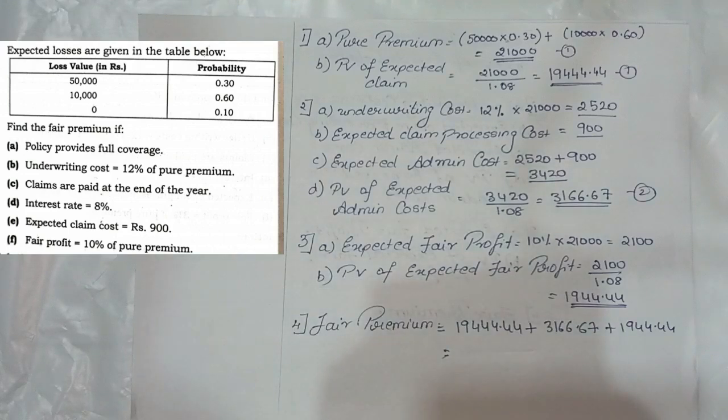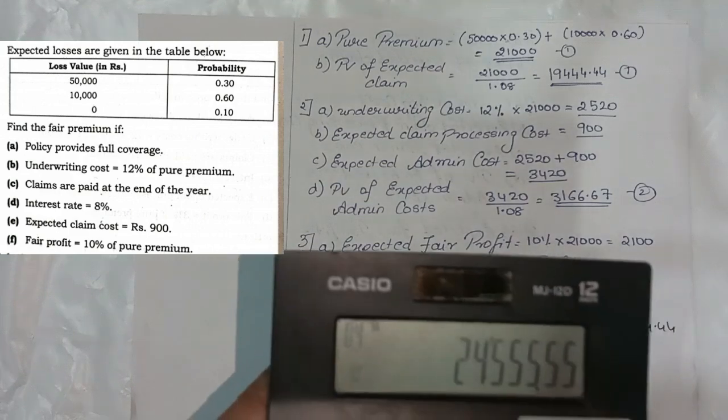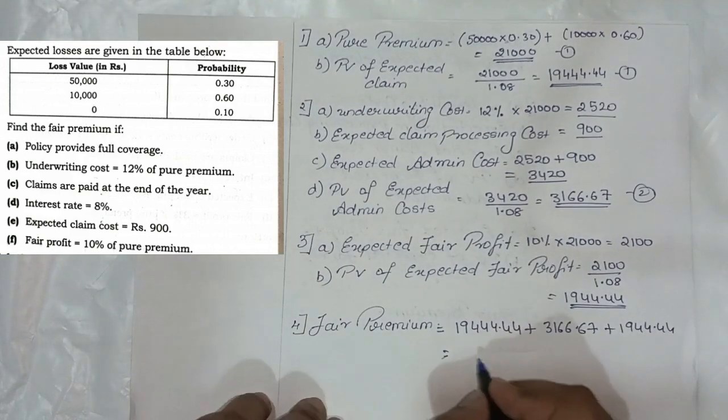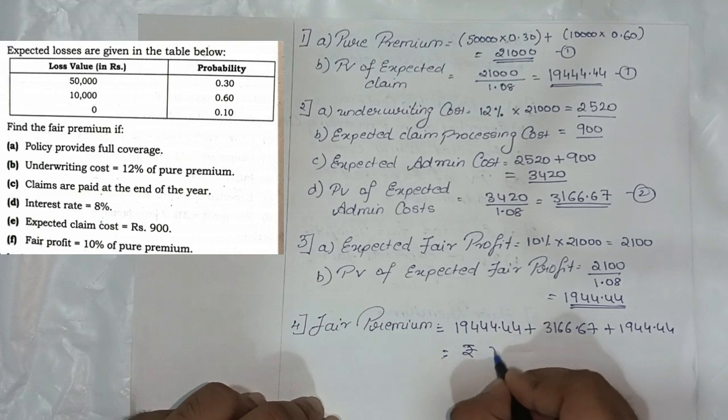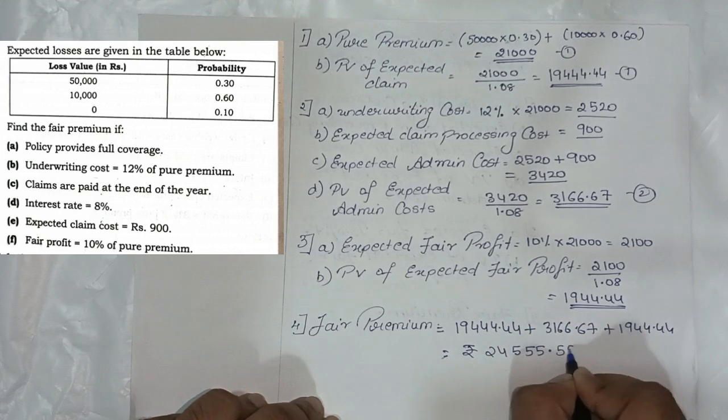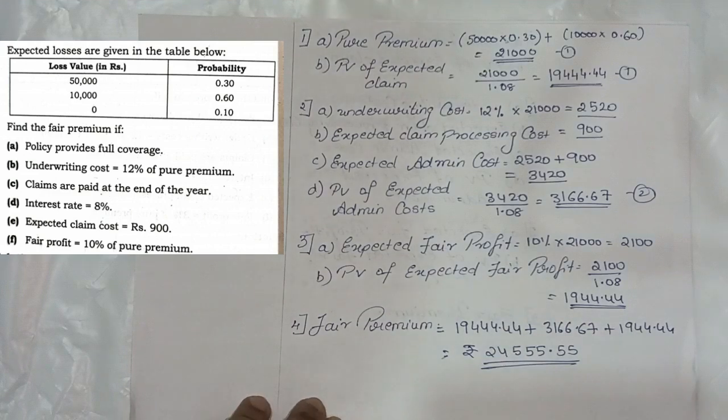Okay, the first value was actually 19,000, so 19,444.44 plus 3,166.67 plus 1,944.44. The value that we should get is 24,555.55. So that will be the final answer, 24,555.55. Okay, so this is how we had to solve the third sum.